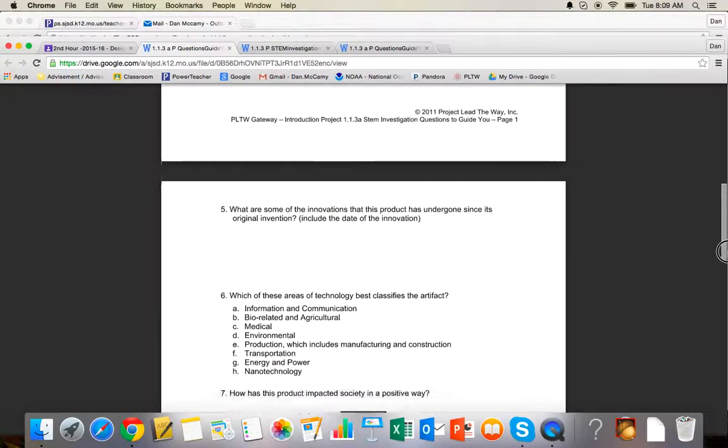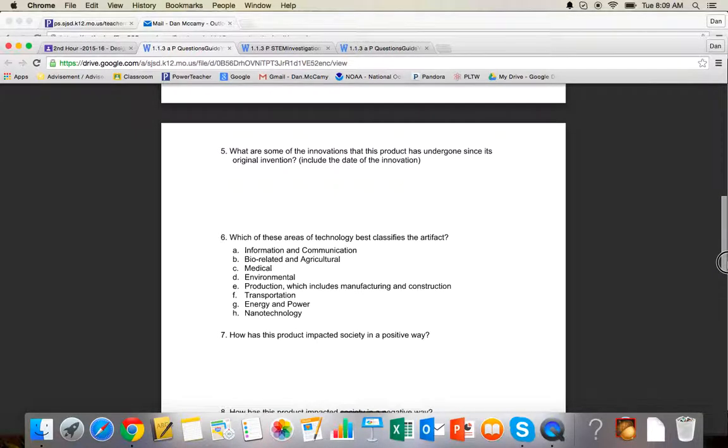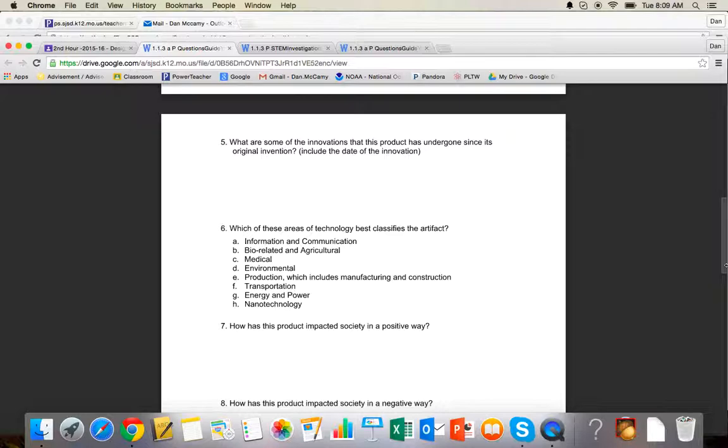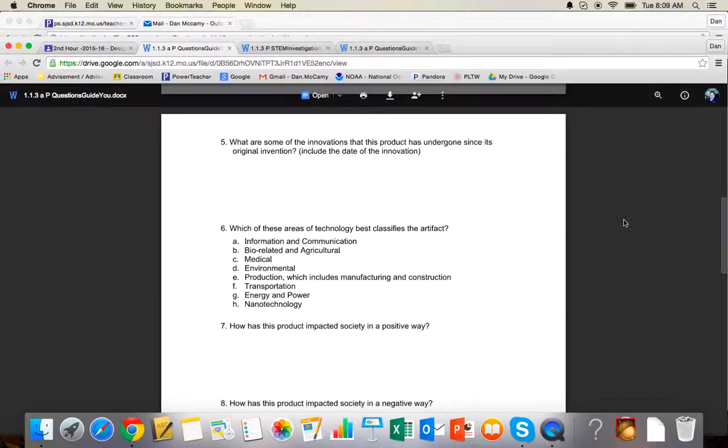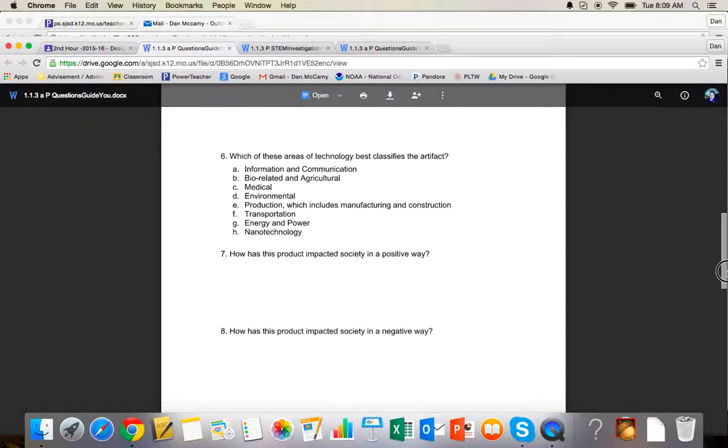How is it used today? What are some of the innovations that the product has undergone since its original invention? So you have, for example, the original smartphone from Apple, the iPhone, and since then you've had lots and lots of innovations, and we're actually onto the iPhone 6 Plus, which the next one will probably be coming out in the next few months, but they're always innovating that product.